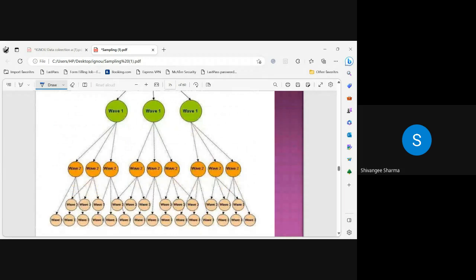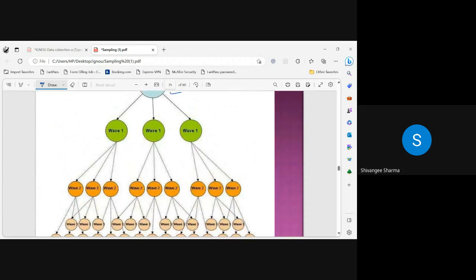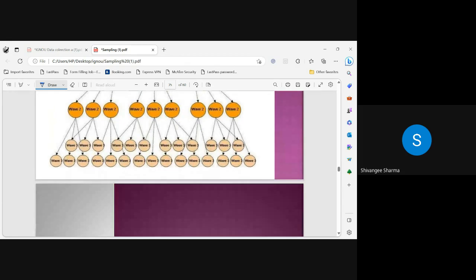It is like a snowball. The first person, you take a group, then they will refer others, then they will refer others, and you can add on to that. So this is all about sampling.